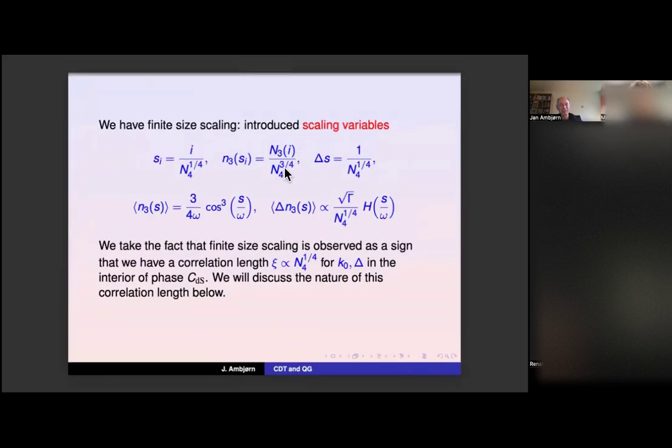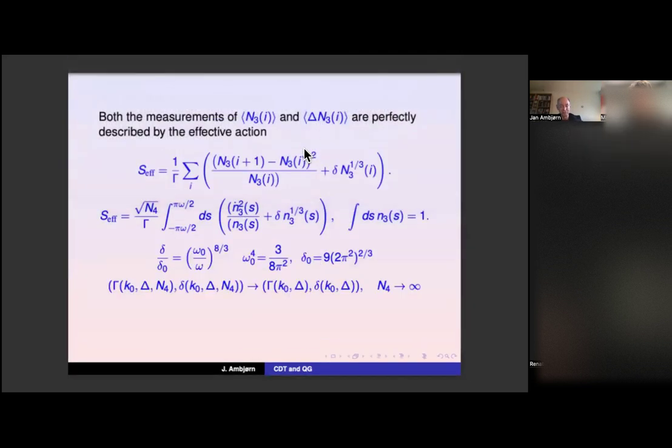And this is just telling us that the sum of the n3s is basically summing up to the total volume n4. On the lattice, we have to measure these two coupling constants, and they depend, of course, on the bare coupling constants and on n4. But as I already have said, for n4 large, they just go to constant values.